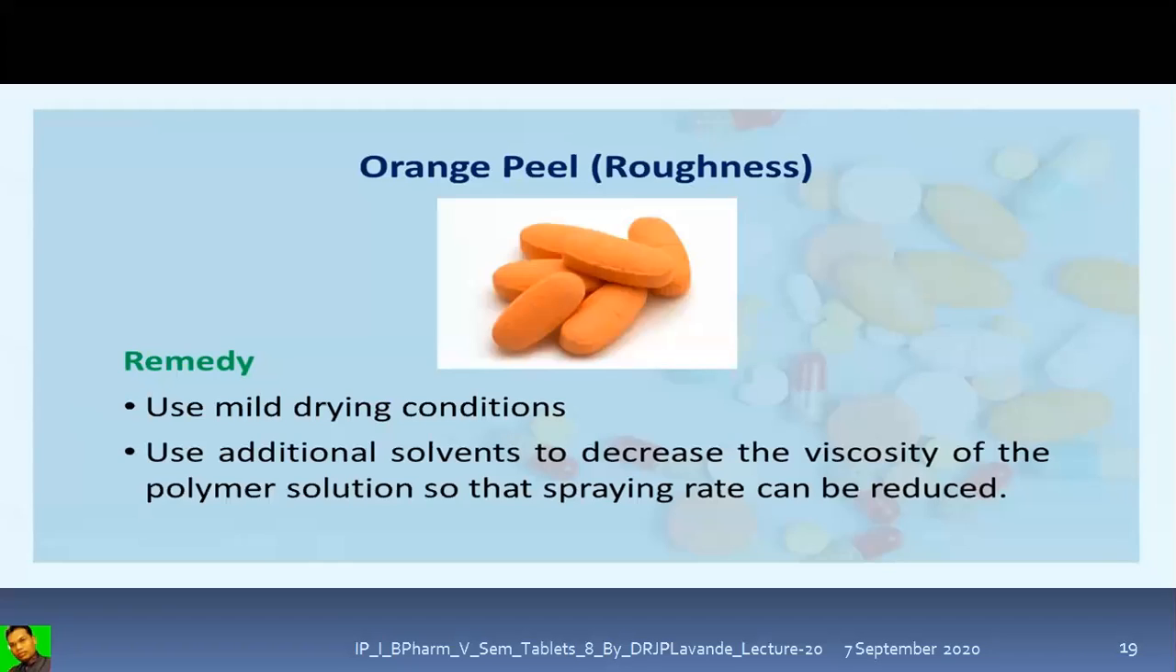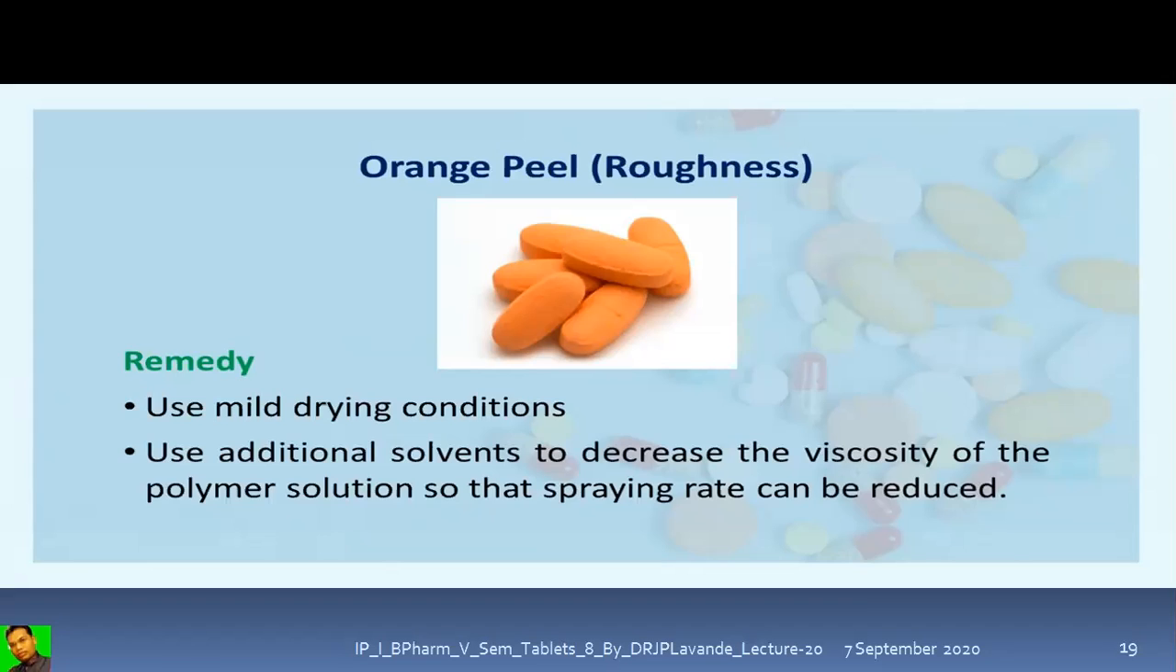Use additional solvent to decrease the viscosity of the polymer solution so that the spraying rate can be reduced. What we need to do is use additional solvent in order to decrease the viscosity of the polymeric solution so that the spraying rate can be reduced. Right. So all these are the tablet coating defects, and these can be treated with the help of these remedies.